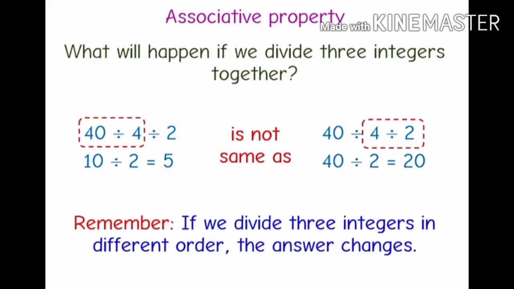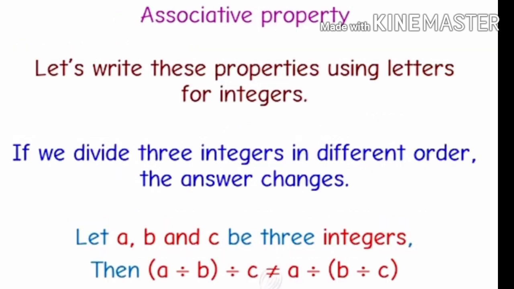Now, let's check with the associative property. 40 divided by 4 in bracket, divided by 2, is not the same as 40 divided by, in bracket, 4 divided by 2. So the associative property is also not followed in case of division of integers.